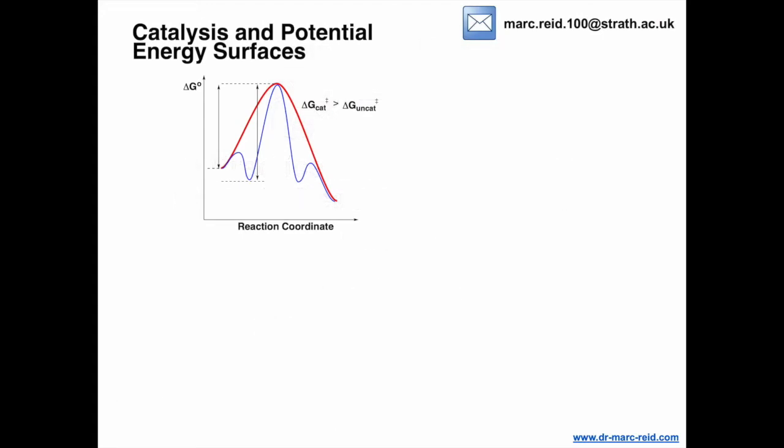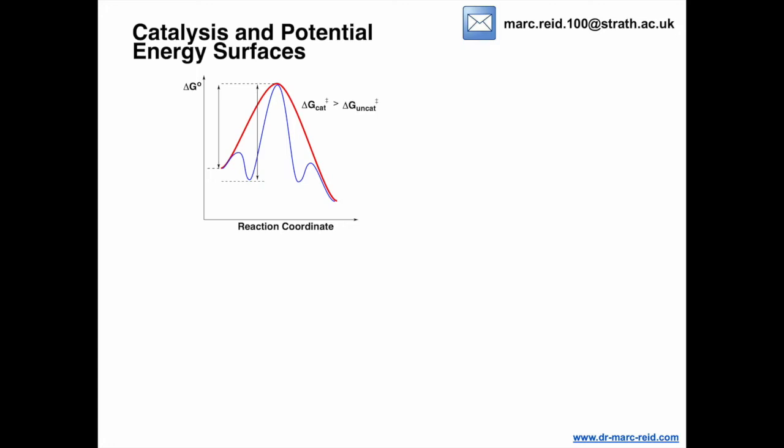Recall that reaction mechanisms and kinetics are related to energy profiles and barriers. In the diagram shown, we show a single step uncatalyzed reaction in red. And you can see that we've marked the transition state barrier, delta G uncat, for the forward reaction. The alternative multi-step reaction pathway shown in blue is what we might expect for a catalyzed reaction that presents an alternative route to the same outcome.